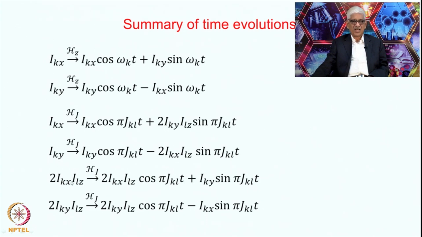We do not need to consider a chemical shift evolution because it will be simply similar to what we have here. Wherever there is Ikx evolving, you put this equation, the other things remain the same. So we do not need to explicitly write the chemical shift evolution of such a term. The important thing is the coupling evolution of this. Likewise 2 Iky Ilz under the influence of the coupling Hamiltonian for time t gives you 2 Iky Ilz cosine pi jkl t minus Ikx sin pi jkl t. Once again notice the change in the sign.